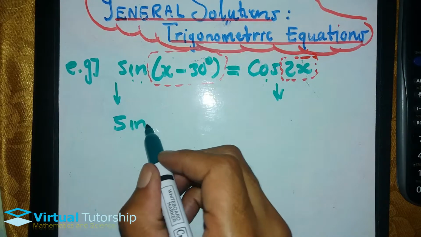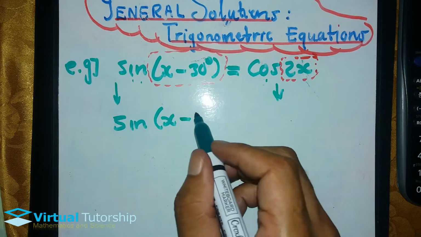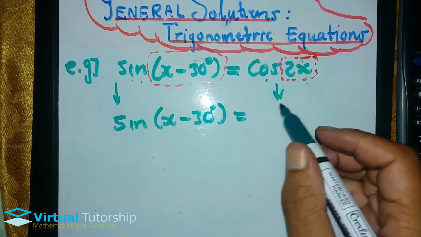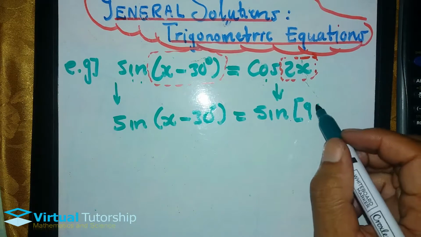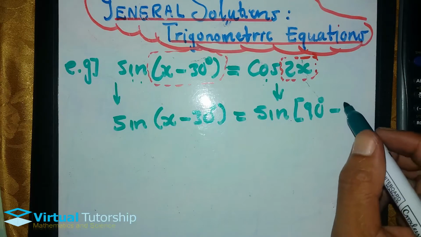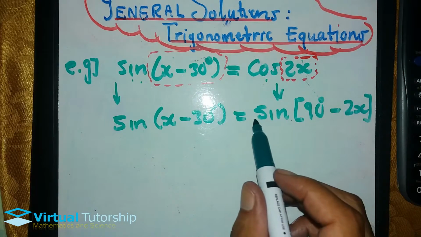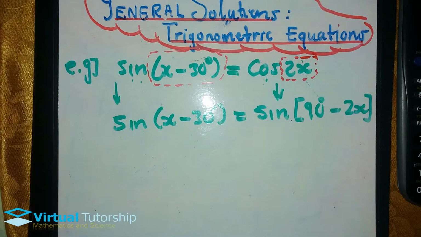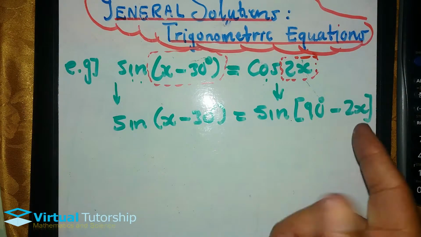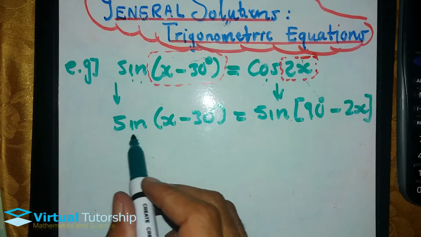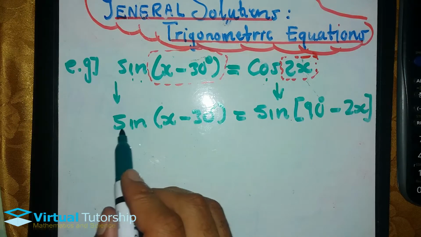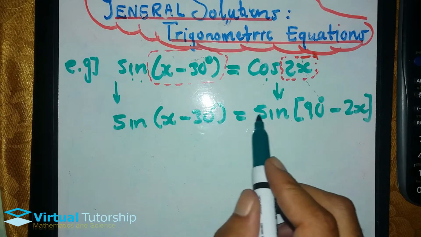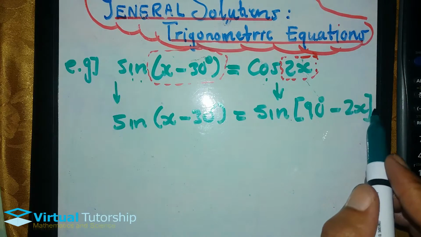Well, look, my aim is to have sine on both sides. So look, sine of 90 degrees minus 2x is equal to cos 2x. Sine 90 degrees minus 2x is equal to cos 2x. This we call a co-function. So look, now I have sine and sine on both sides. So sine of x minus 30 degrees is equal to sine of 90 degrees minus 2x.